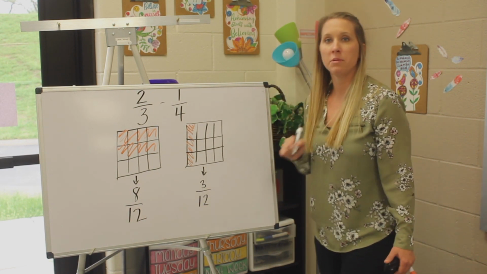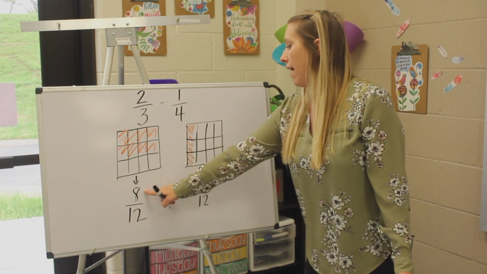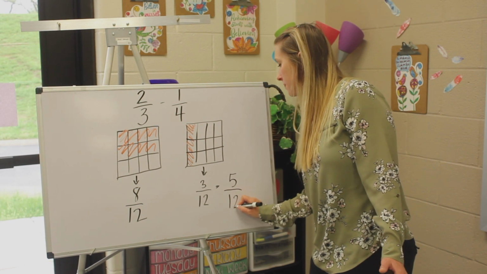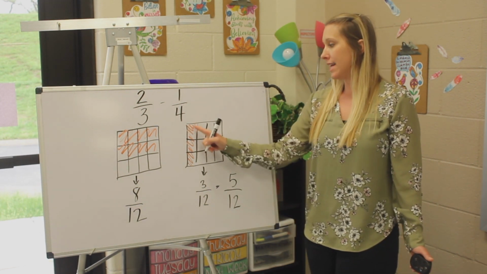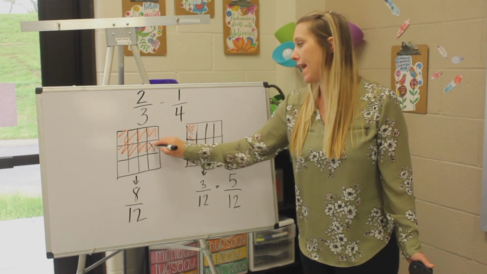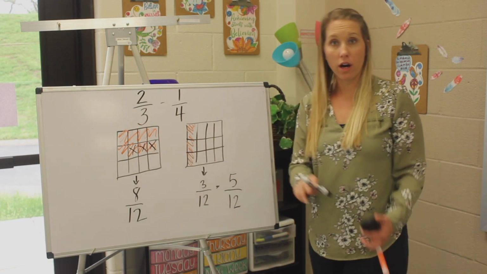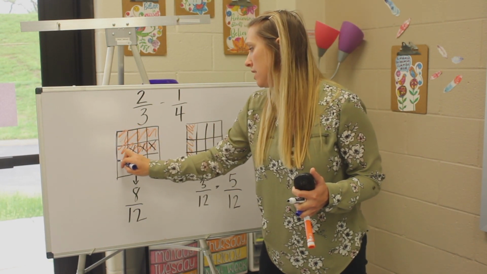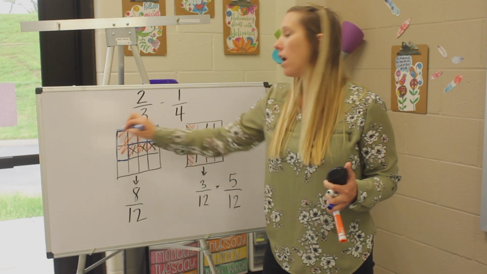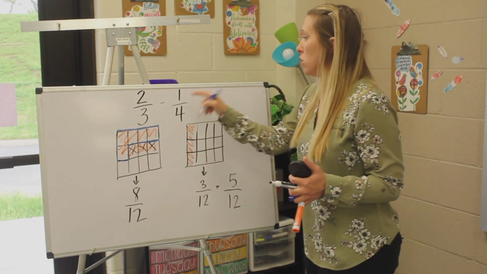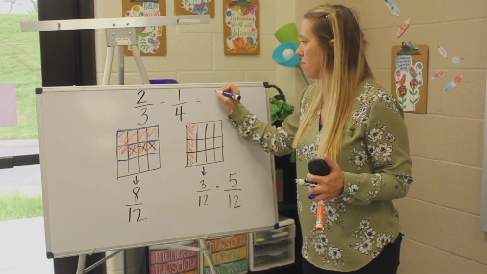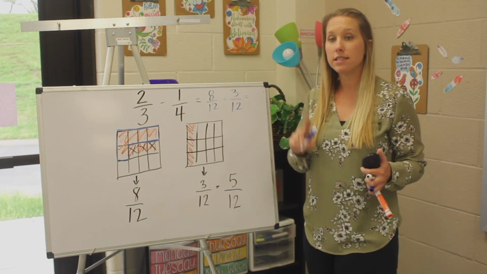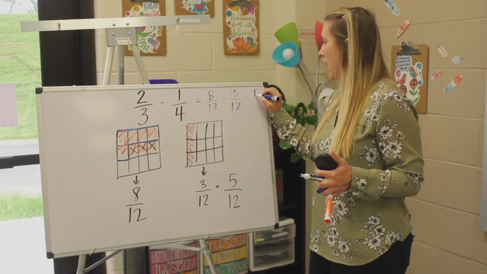Now that we have a common denominator or a common unit, we can subtract. 8 twelfths, take away 3 twelfths, equals 5 twelfths. Remember, we can also do that on our model. I could take away 3 of the 12ths by Xing it out, or I could do it by erasing. So I'm going to box in our final answer, or our difference, and that is 5 out of how many? 12. So 2/3 minus 1/4 is the same as 8 twelfths minus 3 twelfths, which gives us a difference of, what did we say? 5 twelfths.